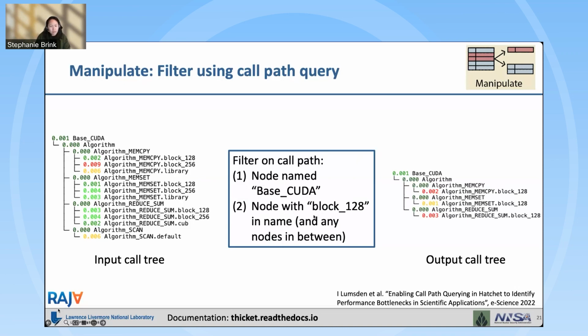And then the next thing that we're looking for is a node that has this block 128 at the end of it, and grab any of the nodes in between. What that's going to do is grab one child from each of these subtrees, as well as the parent, so that we get just block 128 nodes in our resulting call tree. This can be really useful for filtering the number of nodes that you're looking at. If you're interested in a particular subgraph within your larger tree that you know about, it's really helpful to be able to use the call path query.